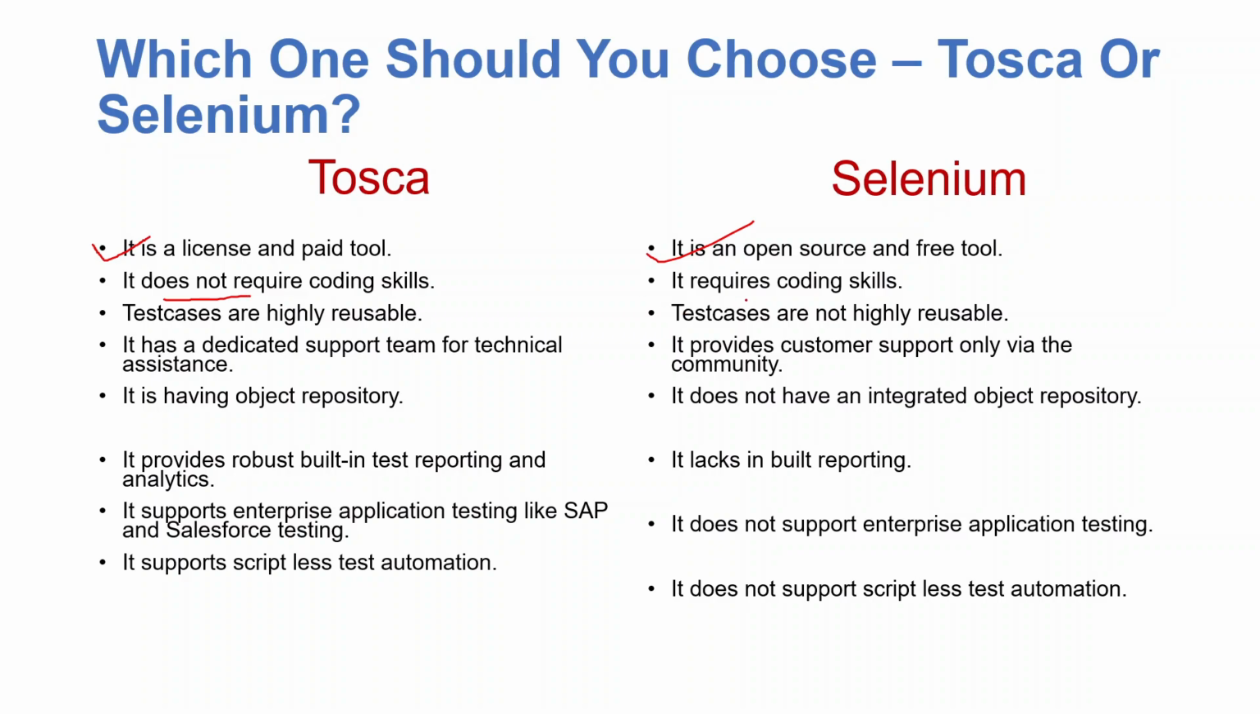Whereas to use Selenium and automate end-to-end testing of any application, the tester should have coding skills. Without coding skills, we cannot use the Selenium tool. The next difference is that in Tosca, test cases are highly reusable. Whatever test cases we design using Tosca, we can reuse later. But in Selenium, test cases are not highly reusable.